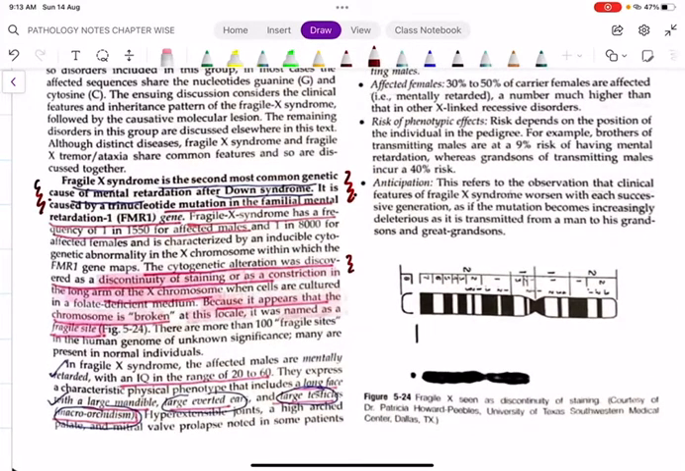When they stain, I told you, we use Giemsa or quinacrine staining. In staining, they found that on the long arm of the X chromosome there was a constriction. So it appears as if the chromosome was broken, and hence it was called the fragile site. Okay, and remember, they are mentally retarded. They have poor IQ, that is 20 to 60.